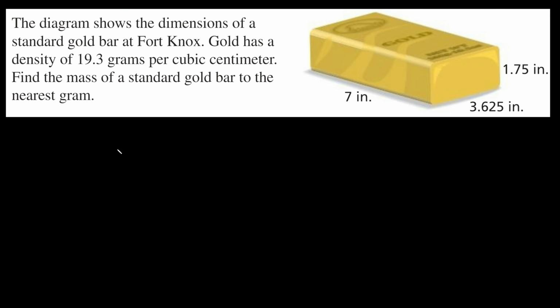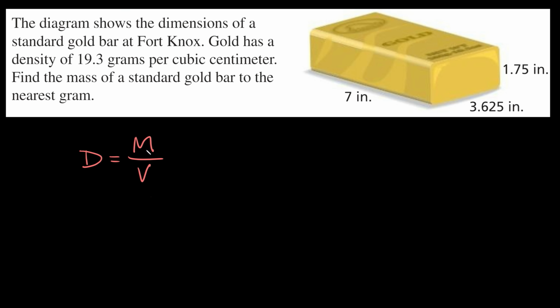Okay, so let's start nice and easy. Let's just write out the density formula. The density of an object is equal to the mass divided by the volume. Now remember, the problem is asking us to find the mass of this gold bar. So M is what we're looking for. So we can rearrange this formula and solve for M.